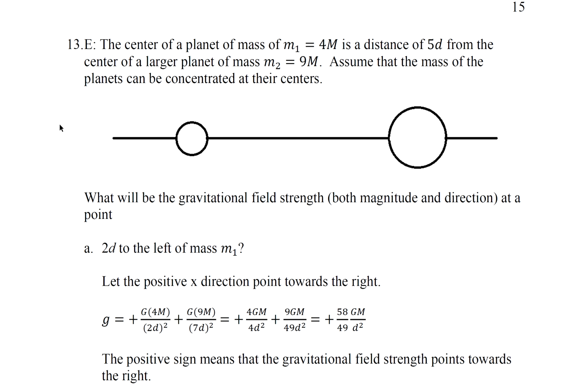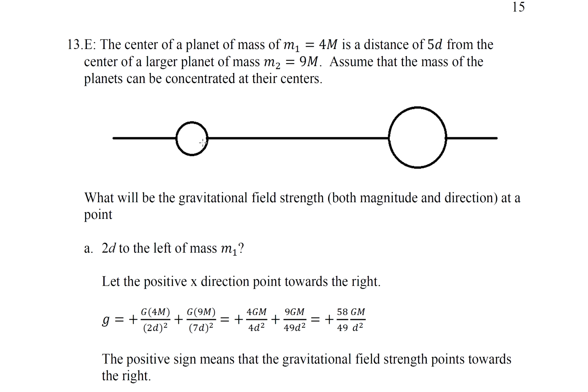Question 13. The center of a planet of mass 4m is a distance 5d from the center of a larger planet of mass 9m. Assume that the mass of the planets can be concentrated at their centers. What would be the gravitational field strength at a point, part A, 2d to the left of mass m1?